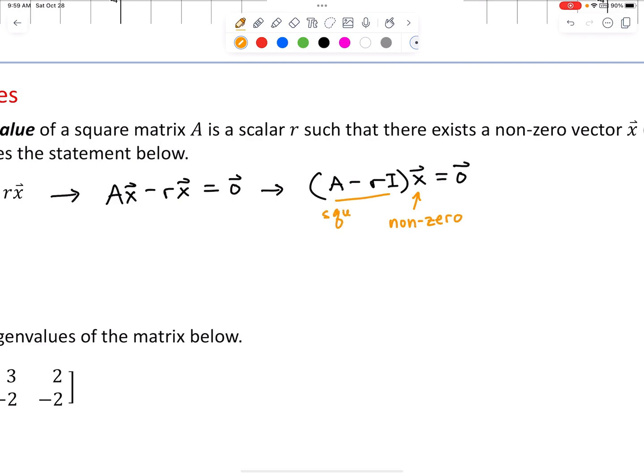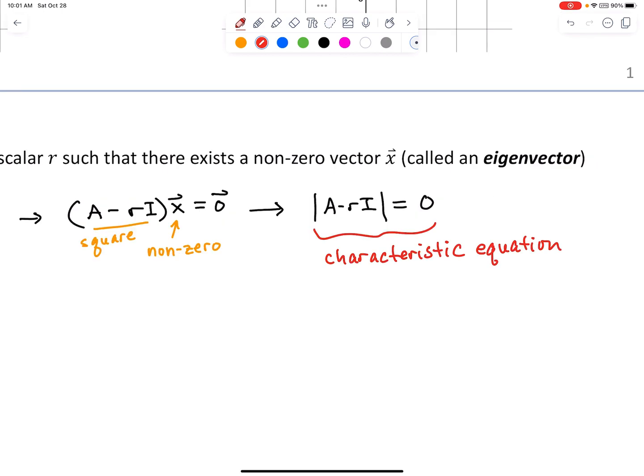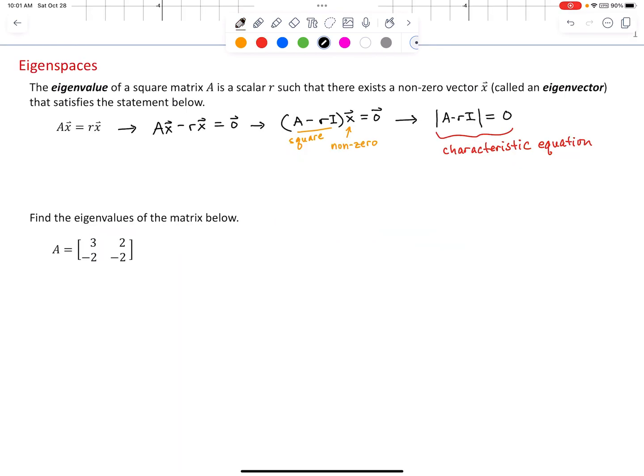Now keep in mind that we want a non-zero solution to this, and we have a square matrix sitting right here. So we can tap into our theory on square matrices. If a square matrix times a vector equals a zero vector, and we want a non-zero solution to that, this tells us that the square matrix has to be singular, so its determinant must be equal to 0. This is called the characteristic equation, and we are going to solve it to find the eigenvalues of a matrix A. Find the eigenvalues of the matrix below.